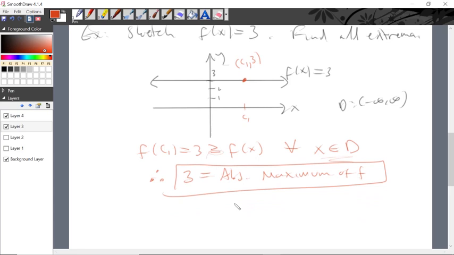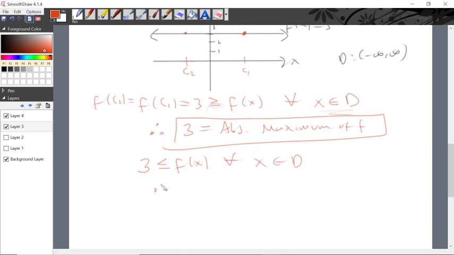We could have chosen a point over here, c2. We get (c2, 3), and again, f of c2 is also equal to 3. We can do this again and again. The point is, it's the output that is actually the maximum. So, absolute maximum. Is it an absolute minimum? Well, 3 is also less than or equal to f of x for all x contained within the domain, because we're allowing it to be equal to.